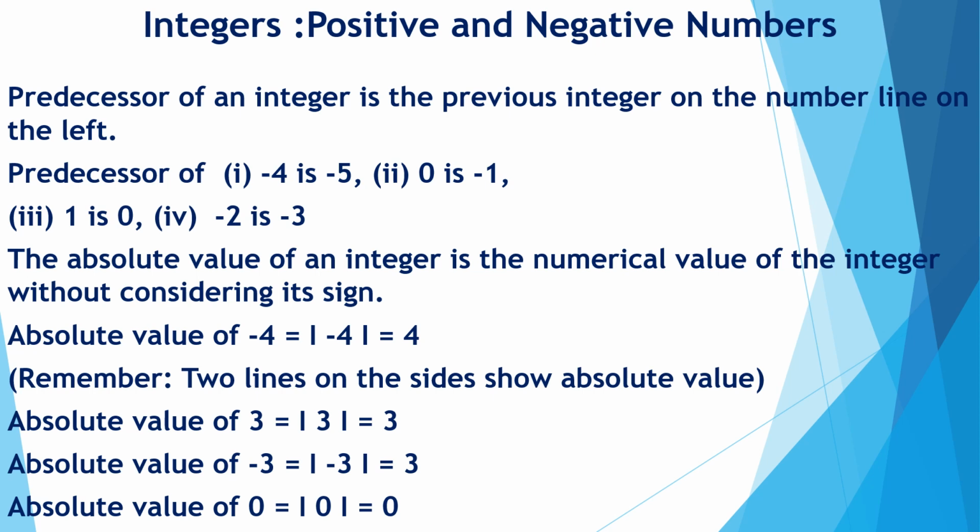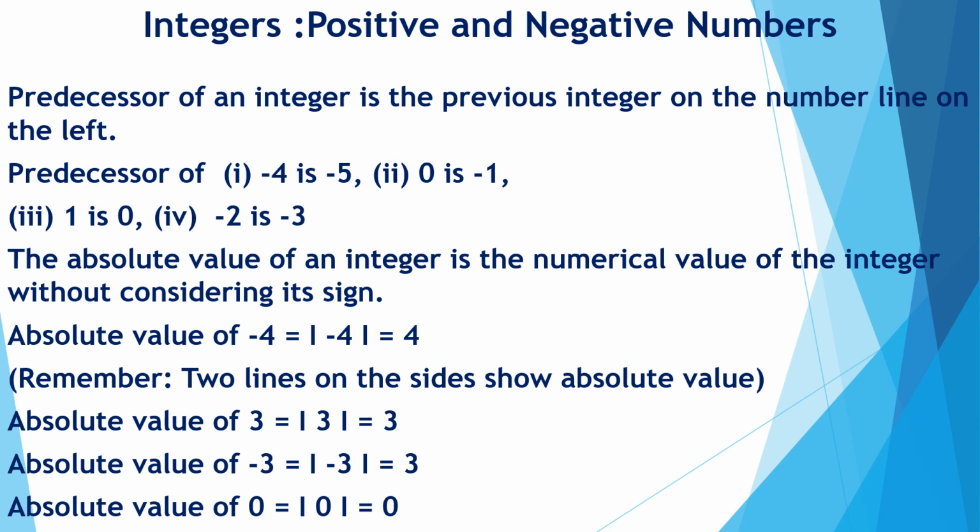Predecessor of an integer is the previous integer on the number line on the left. Now predecessor of minus 4 will be minus 5 which is to the left of minus 4. Predecessor of 0 is minus 1 because minus 1 is to the left of 0. Predecessor of 1 is 0. Predecessor of minus 2 is minus 3. Minus 3 is towards the left of minus 2.